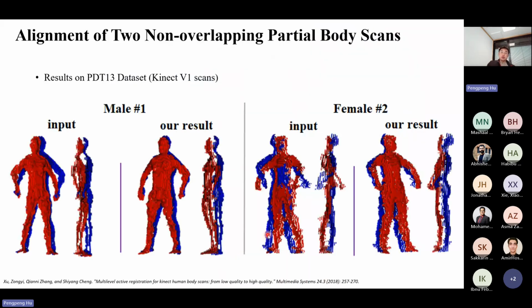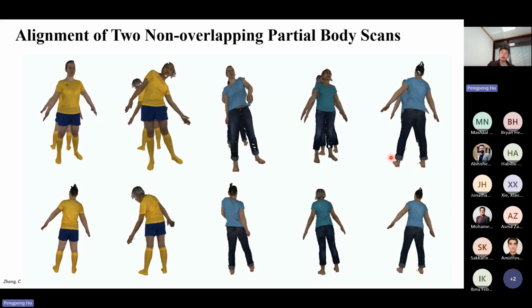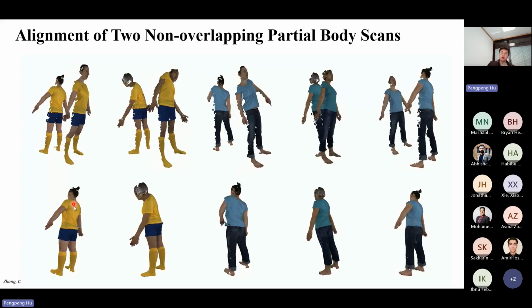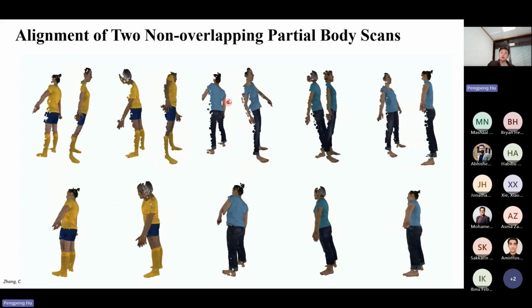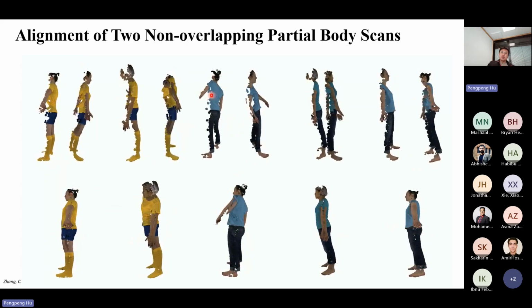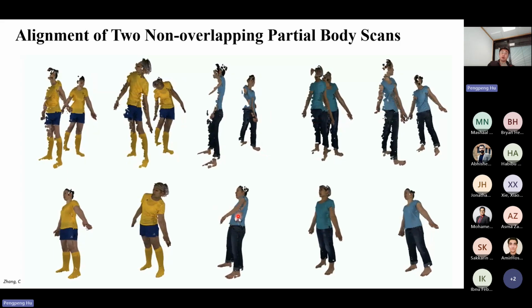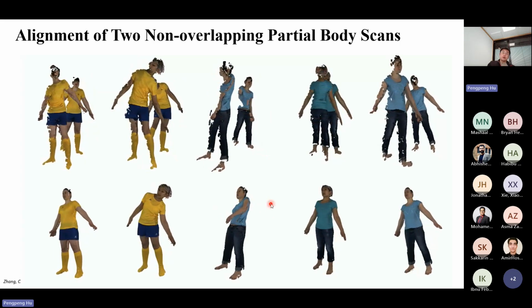And this is the result. This is real-world data captured by the Kinect version 1 sensors. This is the input, the blue one and the red one, and you can see that we generate a complete body shape. More results can be seen here. The top one is the partial scan. The bottom one is the global shape. As you see here, we even have some data missing in the captured data, but it doesn't matter. Our method still works very well to predict the registration.